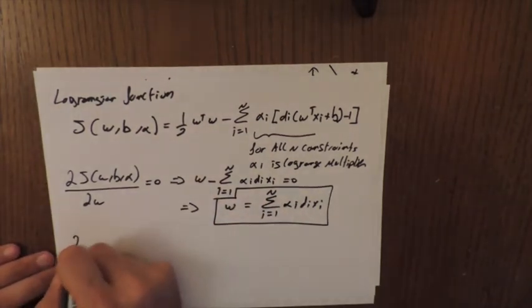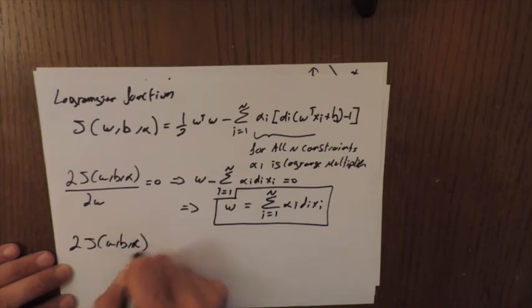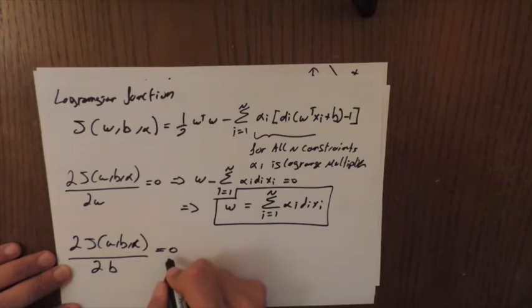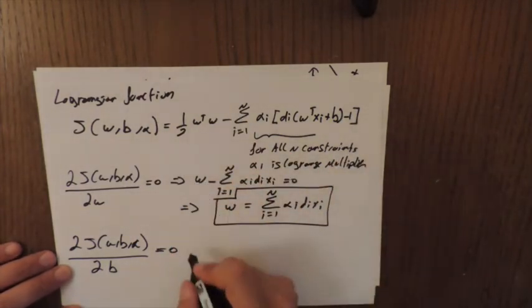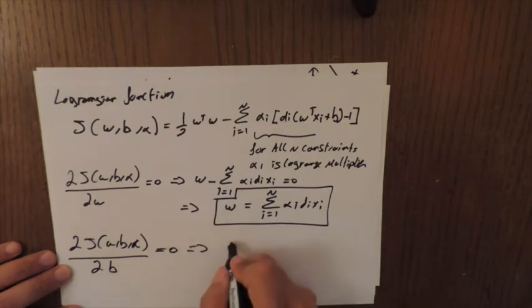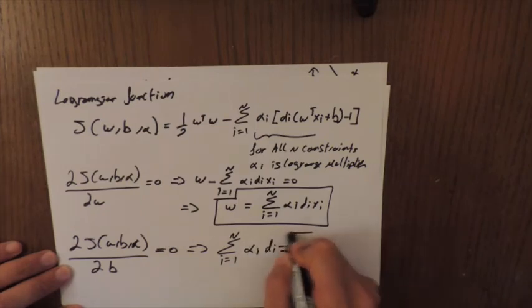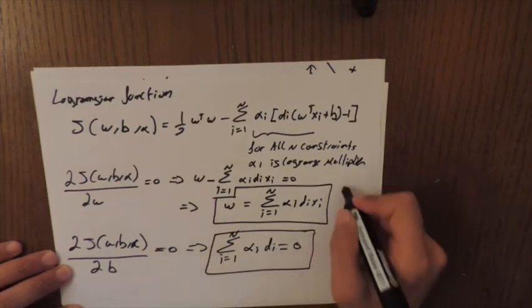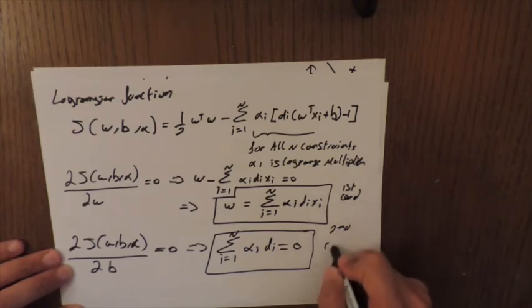Now for the second derivative, I'm going to differentiate with respect to b, and equate it to 0. Of course this will be 0, and here it's the only b I have. This implies that the summation for i equal 1 to n of alpha i d i is equal to 0. So this is my second condition. First condition, and this is my second condition.